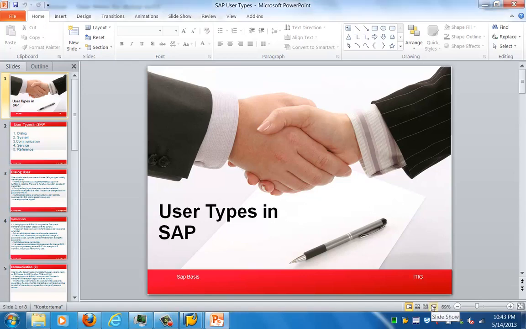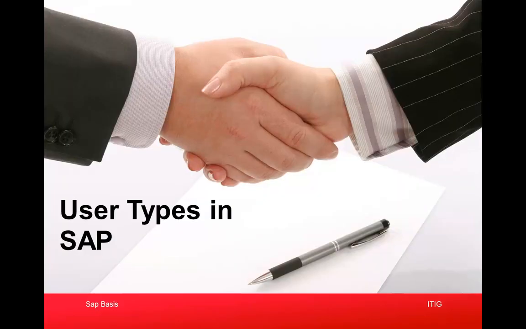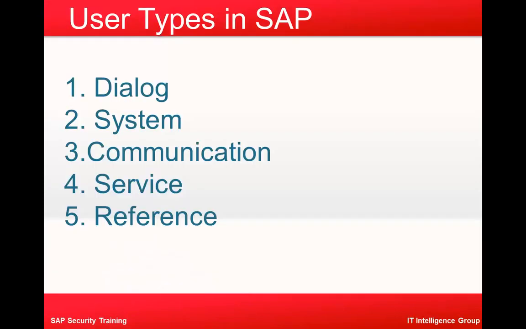Hi, good morning everyone. Let's get started with the next topic in this training session, which is on user types in SAP. So in an SAP system, there are different types of users depending on the activity which needs to be performed. They comprise the dialog user, the system user, the communication user, service user, and the reference user. Let's get into the details of each of these user types in our subsequent section.